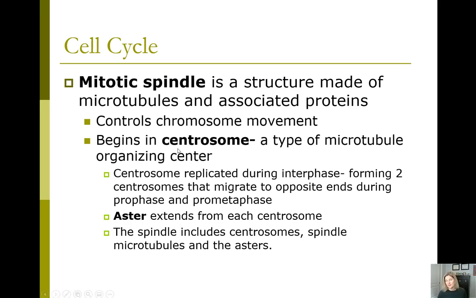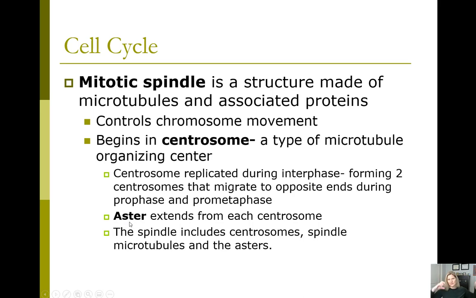The mitotic spindle is formed by the centrosome, which is a type of microtubule organizing center. That's replicated during interphase. I can't remember exactly when, but it's probably during the G2 phase. So the centrosomes are replicated during interphase, and now we have two sets of them, so that during prophase of mitotic division, they can move to opposite poles. And they're going to produce the mitotic spindle.